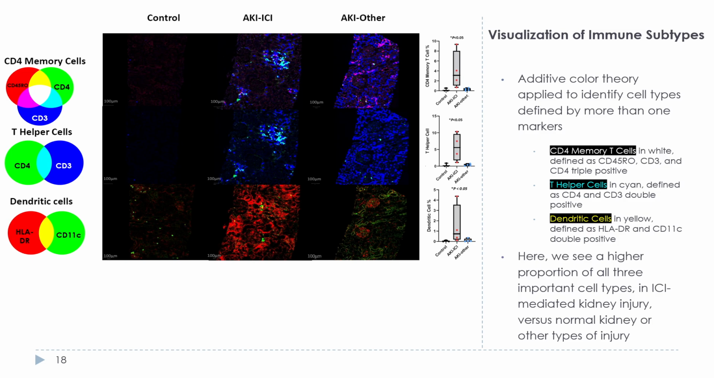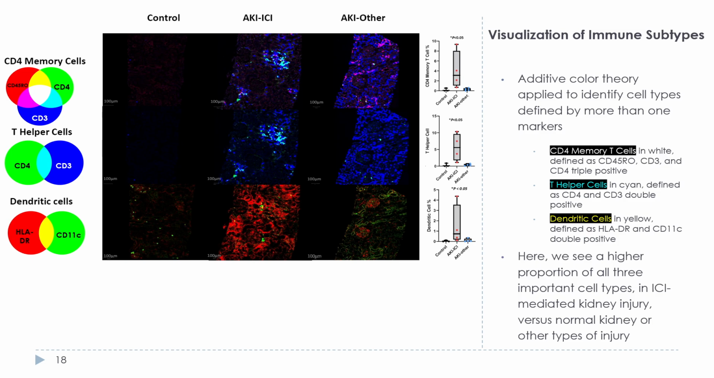Using additive color theory, we highlighted the relevant immune cell subtypes in each row using representative samples of AKI classifications as columns. In the top row, CD4 memory T cells were defined as those that are CD45RO, CD4, and CD3 triple positive. And given that each single positive cell type was labeled with a primary color, the triple positive population is shown in white. Similarly, T helper cells, shown in the middle row, were defined as CD4, CD3 double positive, and highlighted in cyan. And dendritic cells, defined as HLA-DR and CD11C double positive, were shown in yellow.